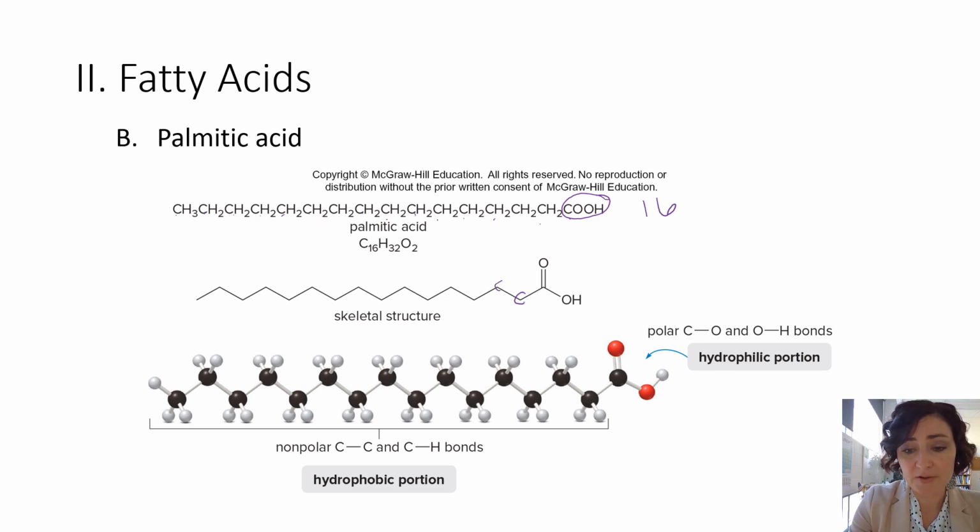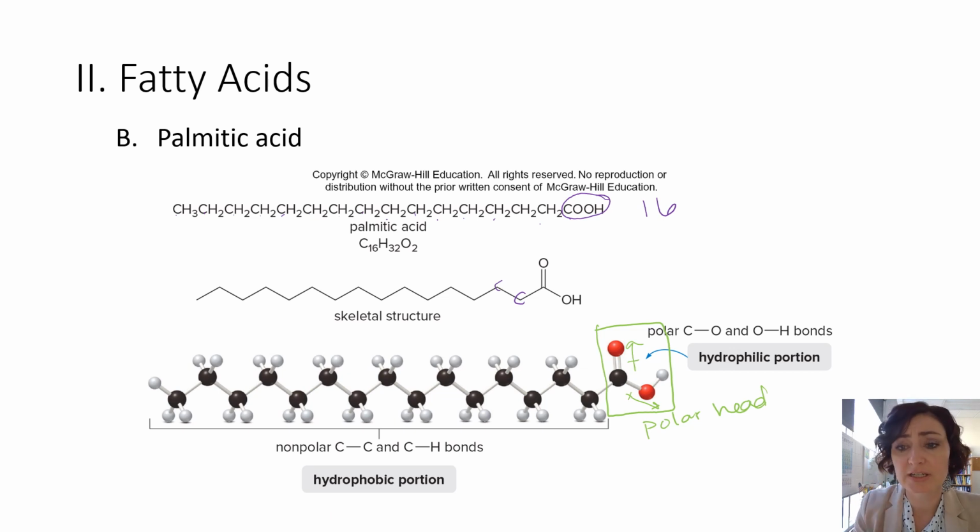All right, let's look at the ball and stick model because they're showing us the different portions. So here we have a polar head. You have polar carbonyl with dipoles, and you have a polar OH group. Because of this polarity, because you have a difference in electronegativity, you are going to have a hydrophilic region. This is your polar, and we call them a head on fatty acids. It's hydrophilic, it's water-loving, it's going to interact with water.